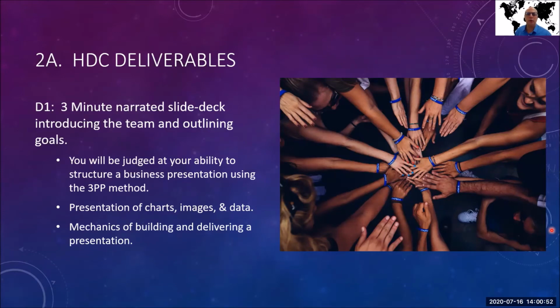Are you able to follow the 3PP method? Are you bringing in the right kinds of resources? Is everyone getting a shot? Is everyone contributing? So the first one, I'm really looking at the mechanics of the presentation.